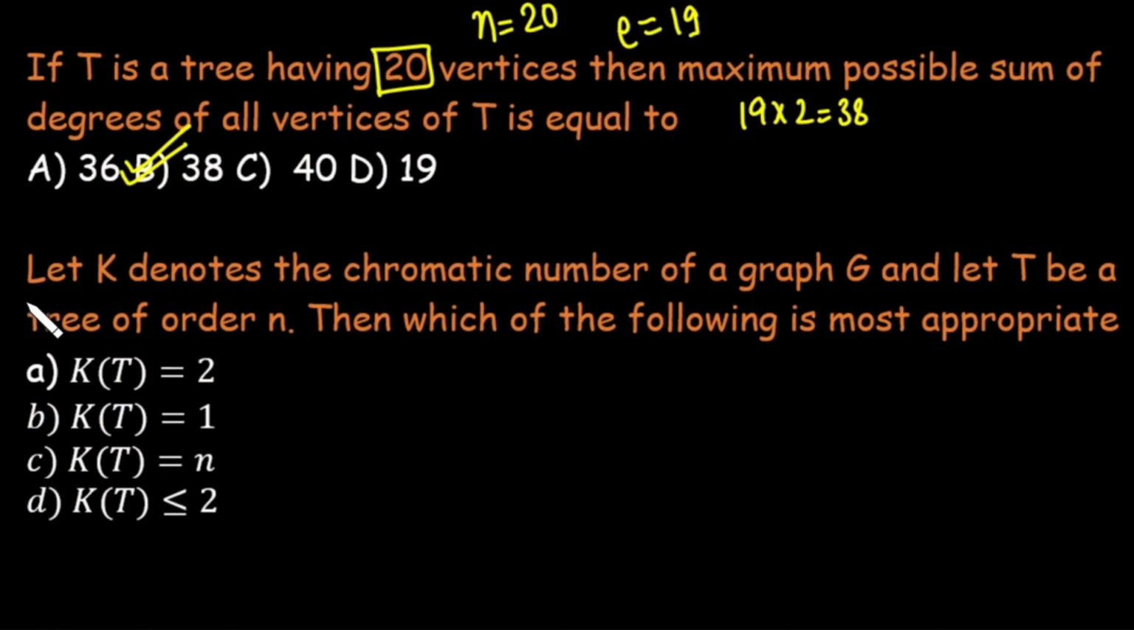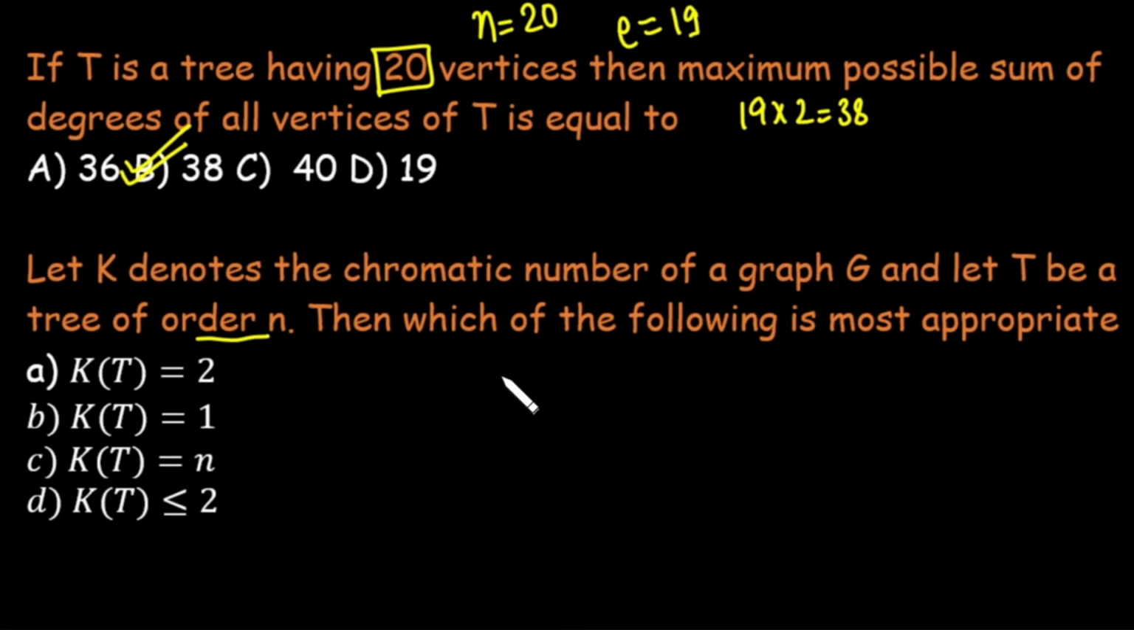The last question is, let K be the chromatic number of the graph and T represent a tree of order n, meaning the number of vertices in the graph is equal to n as well as in the tree. Then which of the following is the most appropriate option? It says that the chromatic number of a tree is equal to 2, or 1, or is equal to n, or less than or equal to 2.